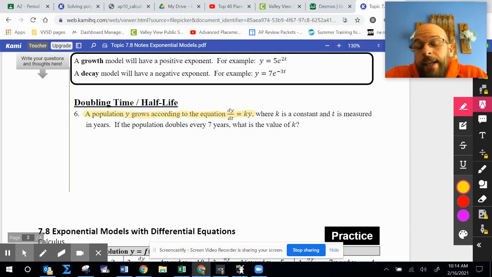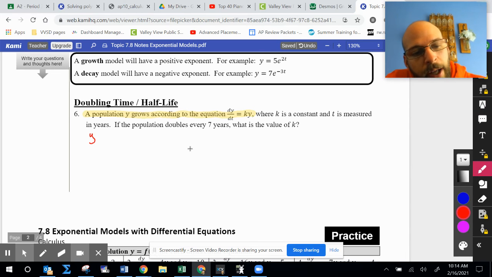So they gave you the differential. So I know I can use that exponential model. I'm going to say y equals C e to the KT, right? And K is a constant. T is measured in years. If the population doubles every 7 years, what is the value of K? Now I'm going to do a little writing here just to make sure you understand. So C is my initial value, okay? Where y is my final value.